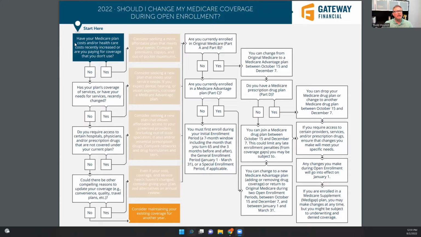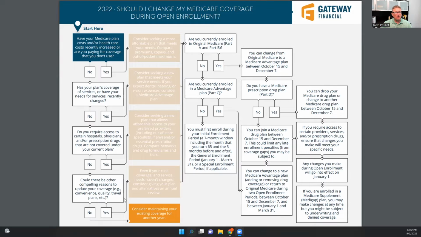Have your Medicare plan costs and/or healthcare costs recently increased? Are you paying for coverage that you don't use? Let's go to yes right away to get into the meat of things. Consider seeking a more affordable plan that meets your needs. Compare premiums, copays, and out-of-pocket maximums. Make sure you're going to somebody who has access to several different plans and understands the state-specific issues where you live.